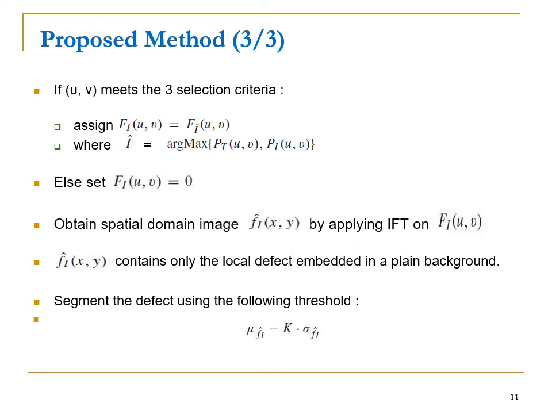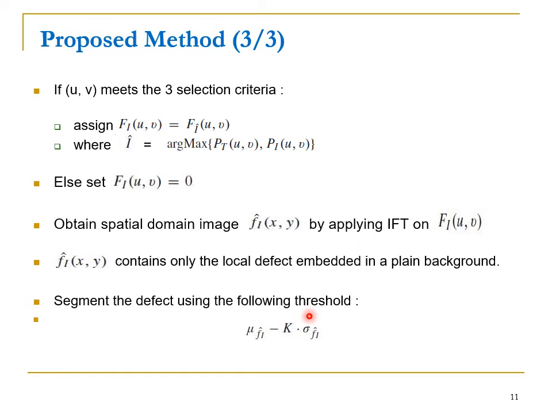And if the selection criteria are not met, then set that particular value to 0 in the spectral matrix, take its IFT, the inverse Fourier transform of the spectral matrix, and obtain the spatial domain image. This f hat x y now should contain only the local defect embedded in a plain background. And lastly, segment the defect using the following threshold. If the intensity value exceeds mu minus capital K times sigma, then consider that particular pixel as a defect pixel and retain it.